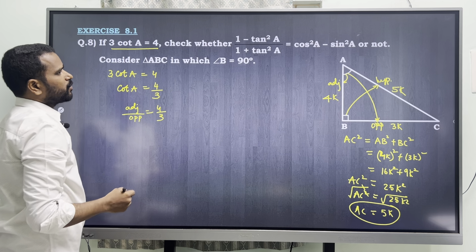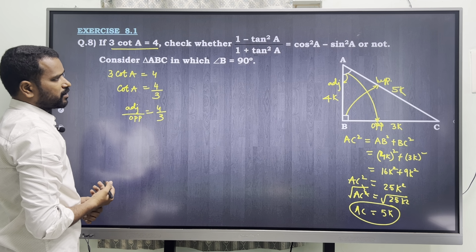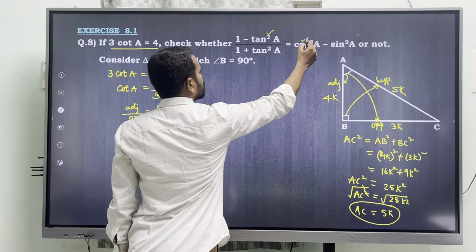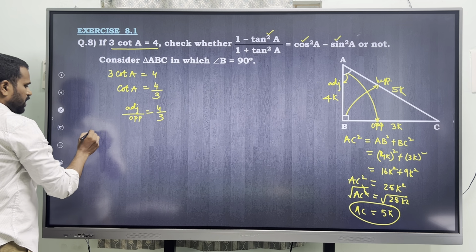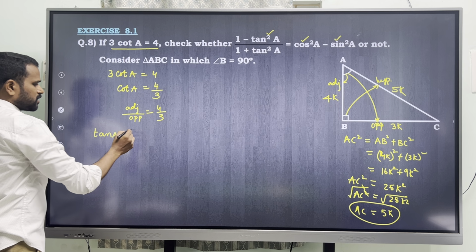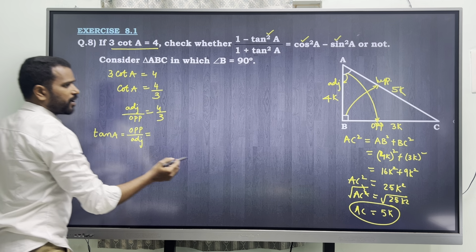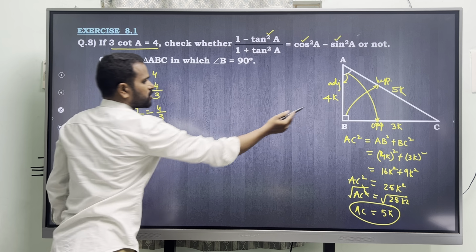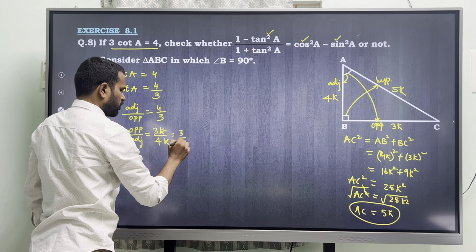Now let us check whether 1 minus tan square A by 1 plus tan square A equals cos square A minus sin square A or not. So for that we need to find the tan value, cos value, sin value. Okay. Now let us first find what is tan A. Tan A is opposite side by adjacent side. So opposite side how much? 3k. Adjacent side is how much? 4k. So that is 3 by 4. Tan A is 3 by 4.